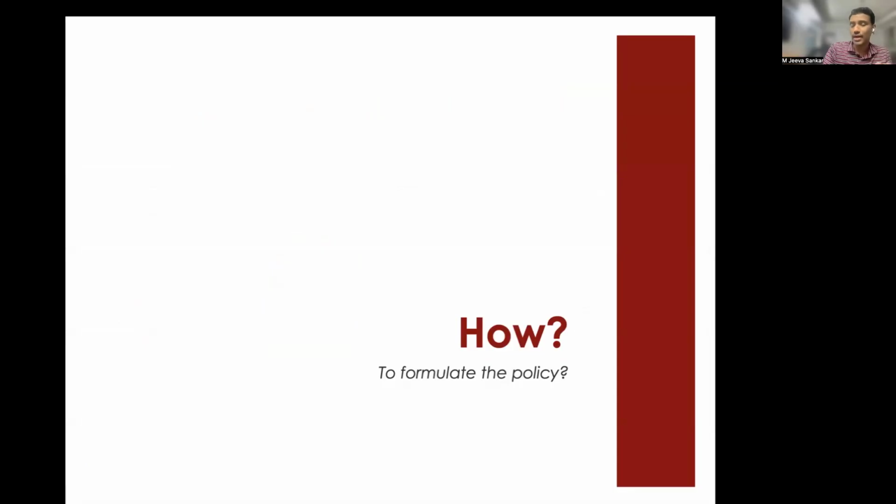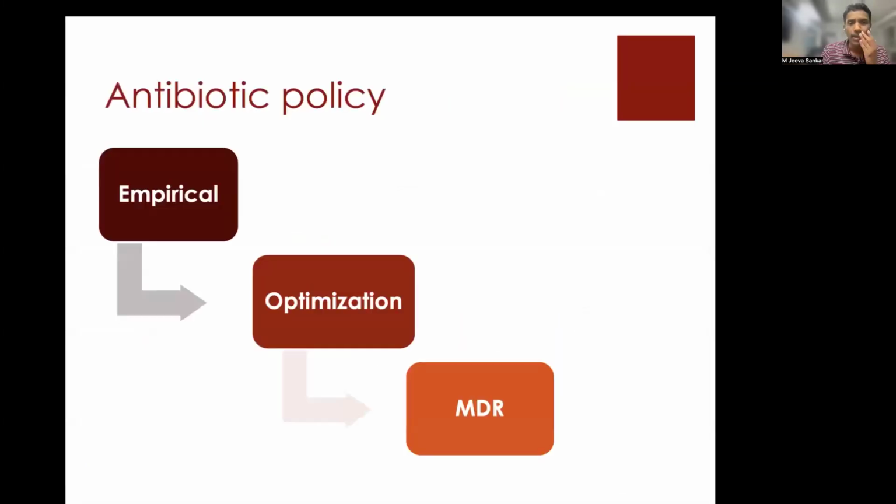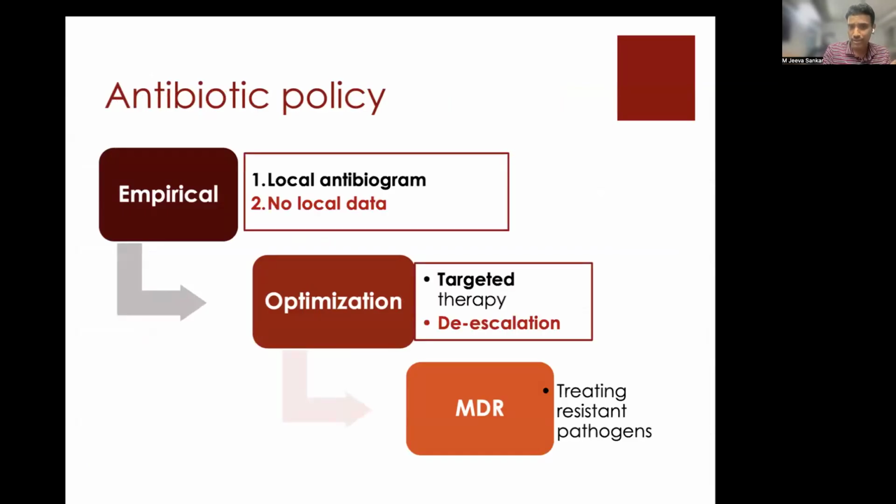So how do you formulate the policy? Now, I will cover antibiotic policy under three headings, as I mentioned. First, empirical antibiotic therapy, how to decide an empirical antibiotic therapy for a unit. Second, optimization of antibiotics if you get a positive culture report. And third, if you get a report which is shocking in the sense that it's multi-drug resistant, extremely drug resistant or even pan-drug resistant, then how are you going to treat?